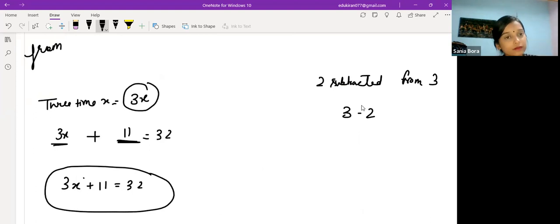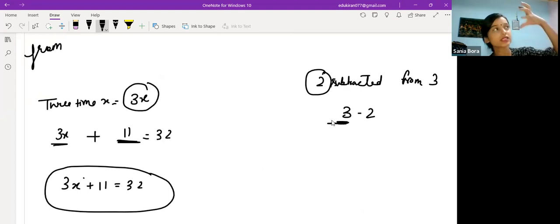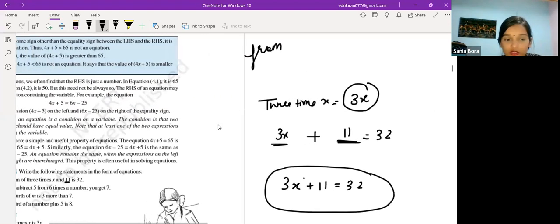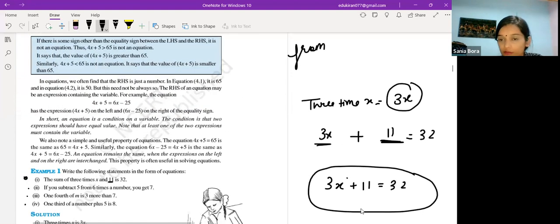Clear? Because you are subtracting 2 from 3. 3 is already here and you are subtracting 2 from that. Okay? So be careful over there. So this is the first question over here. I have already solved it. You have to solve it like this, and then second, third and fourth, you will form your own equation and you will tell me the answer. Okay?